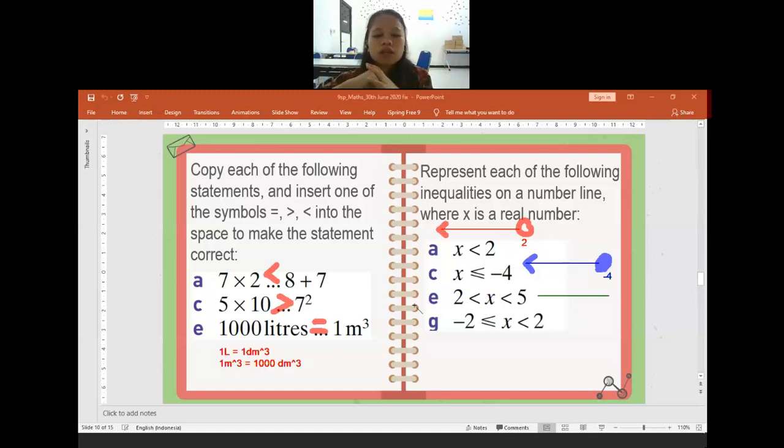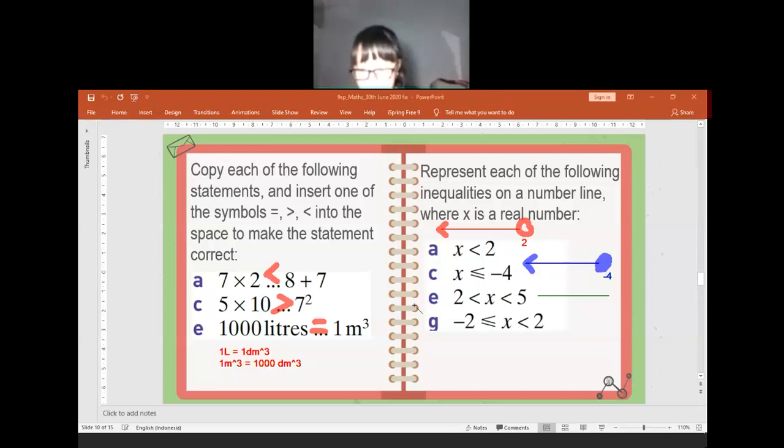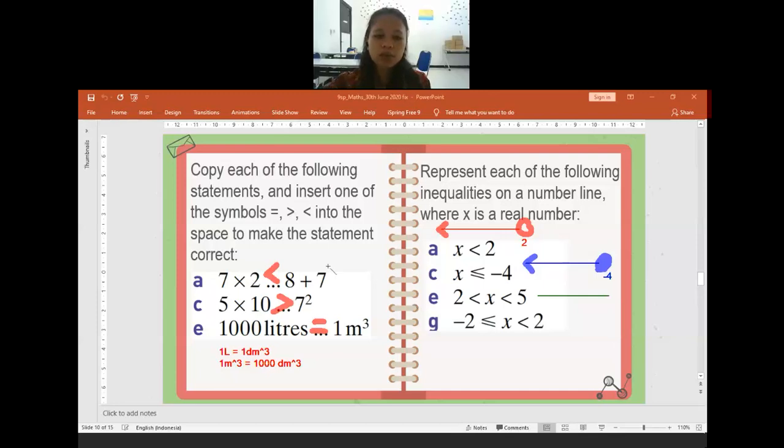Okay. Now I'll continue to question E. What circle do I have to make, shaded or unshaded? Unshaded. Okay, so I put two unshaded circles, both of them, and then below, the left number will be what number and the right side will be what number? Left 2, right 5. Okay, thank you. Is there anyone who is confused? No. Okay, if no one is confused, I will continue to question G.